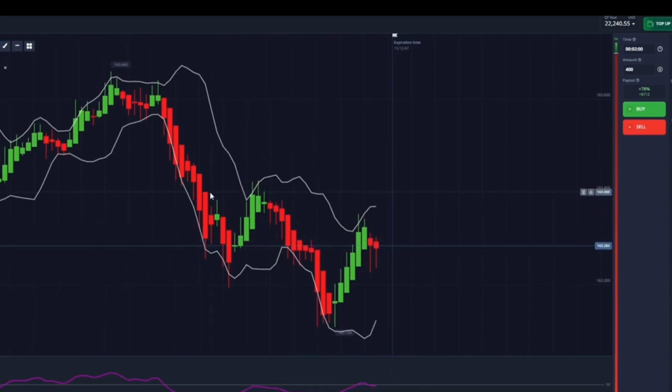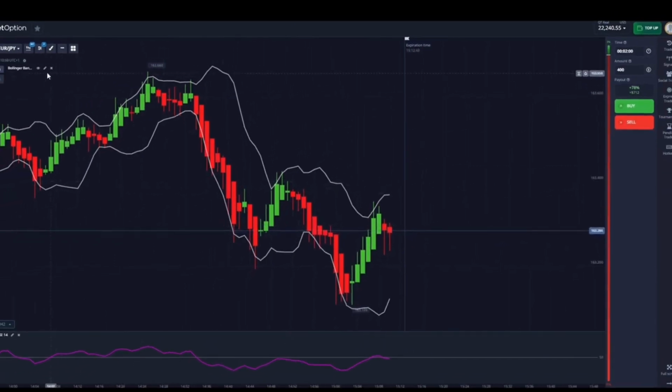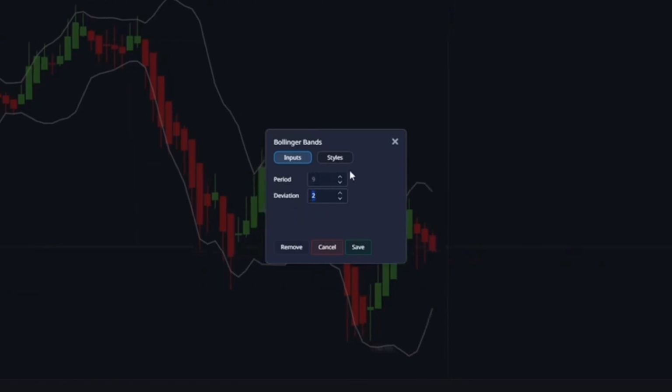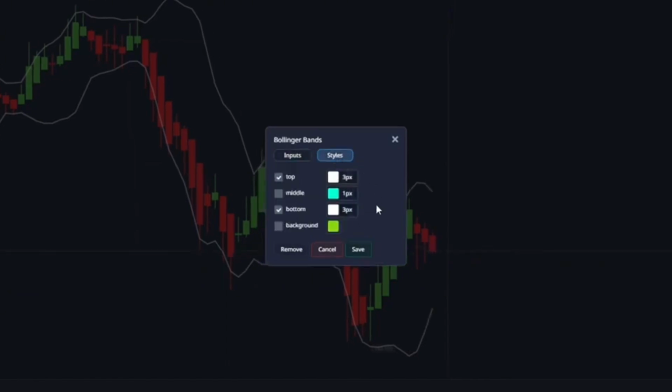Now let's move on to setting up the indicators. First, let's set up the Bollinger Bands. Here we need to change the technical settings of the indicator. In the period tab, set the value to 9, and in the multiplier tab, set the value to 2. By default, other values are set.